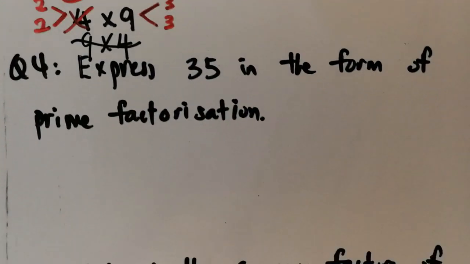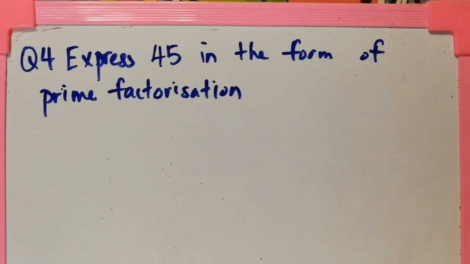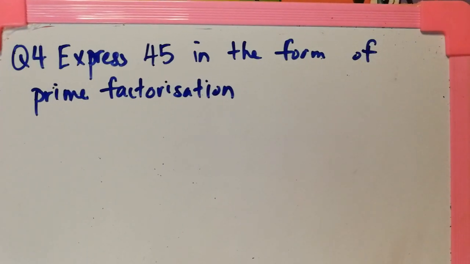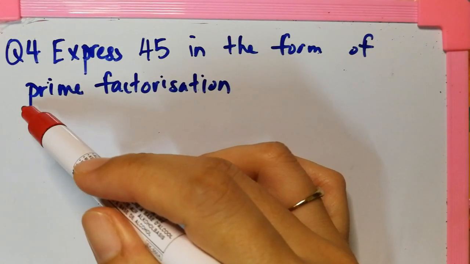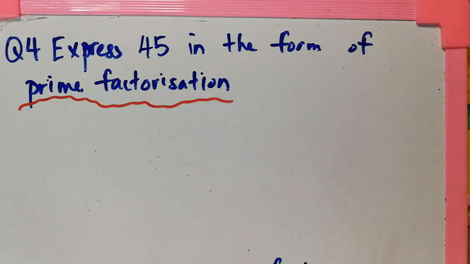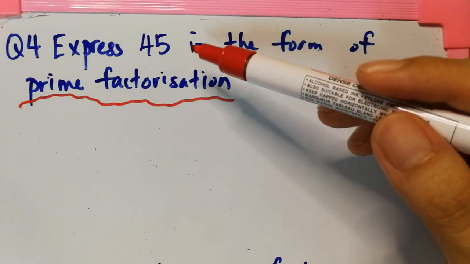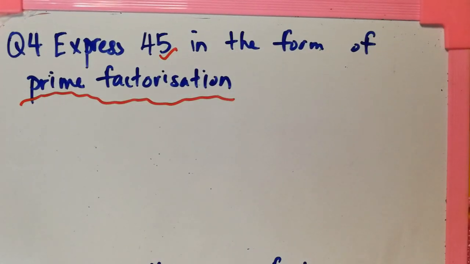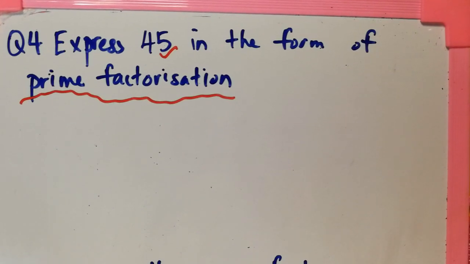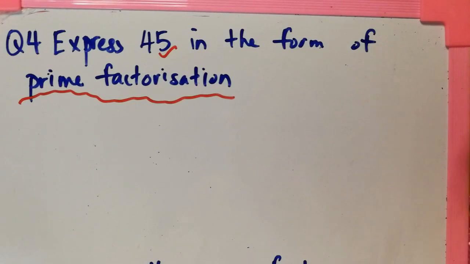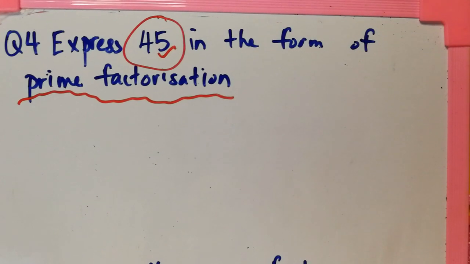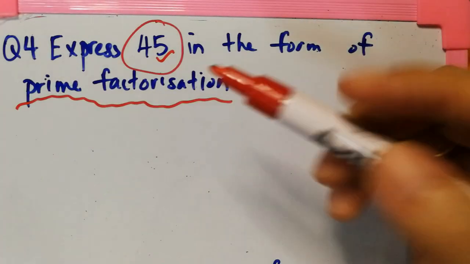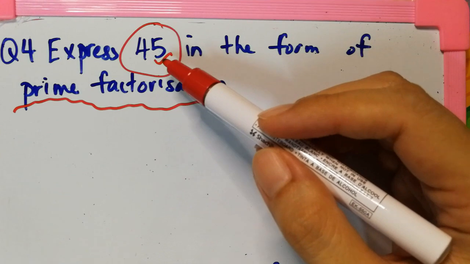How about number 4, girls? Express 45 in the form of the prime factorization. So just now we already learned what our prime factors are. Now we will focus on what happens if I ask you to express a number in the form of prime factorization. Prime factorization means what are the prime numbers which can make up this number. Again, what are the prime numbers that I multiply to make 45?